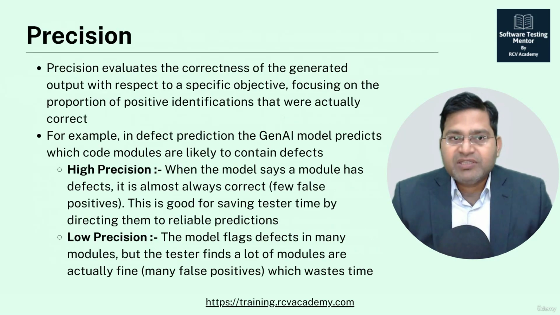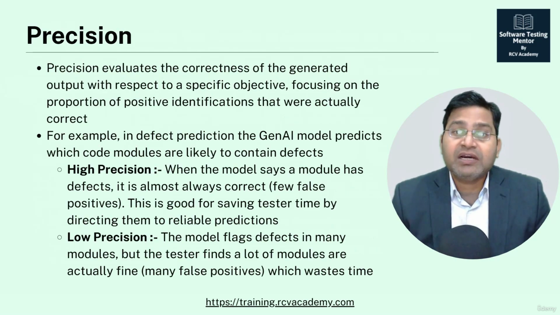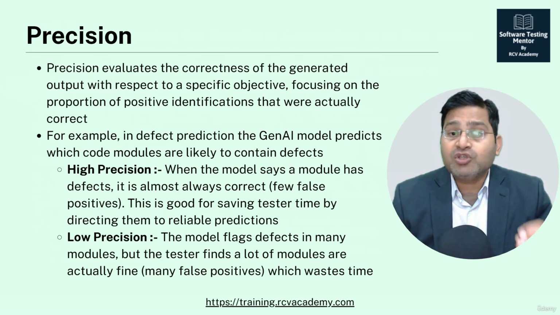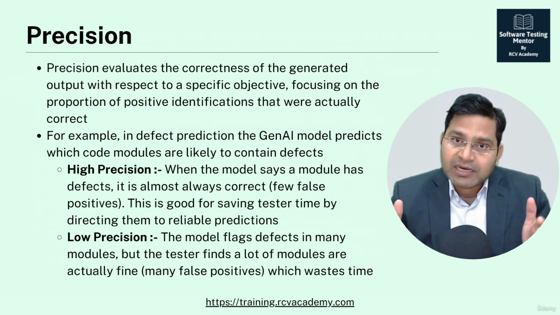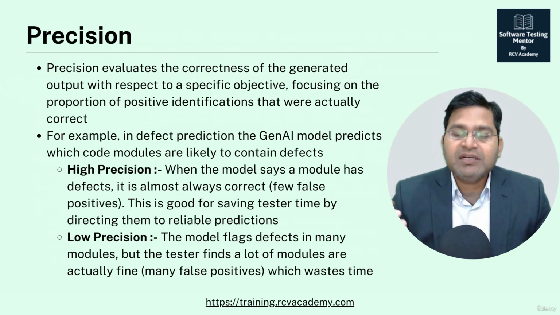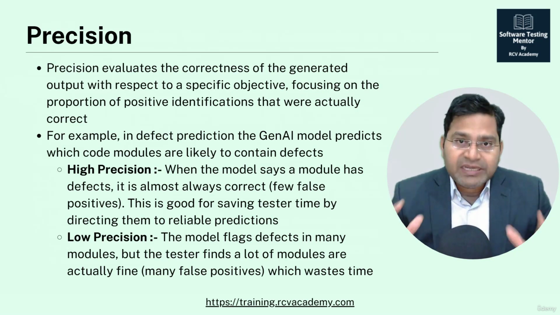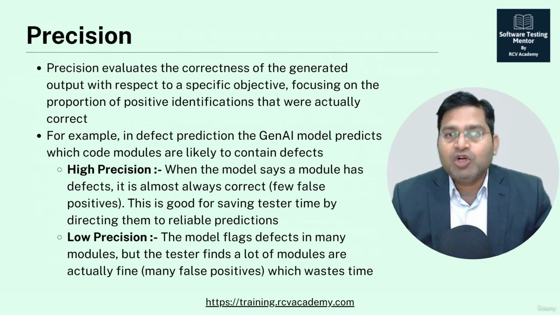Then we have the precision metric. So precision evaluates the correctness of the generated output with respect to a specific objective. How correct the output is with respect to the specific objective, focusing on the proportion of positive identifications that were actually correct. So whatever has been suggested, how much percentage of that is correct by the generative AI. For example, if we say defect prediction in the Gen AI model, which predicts the code modules where defects are likely to be there.